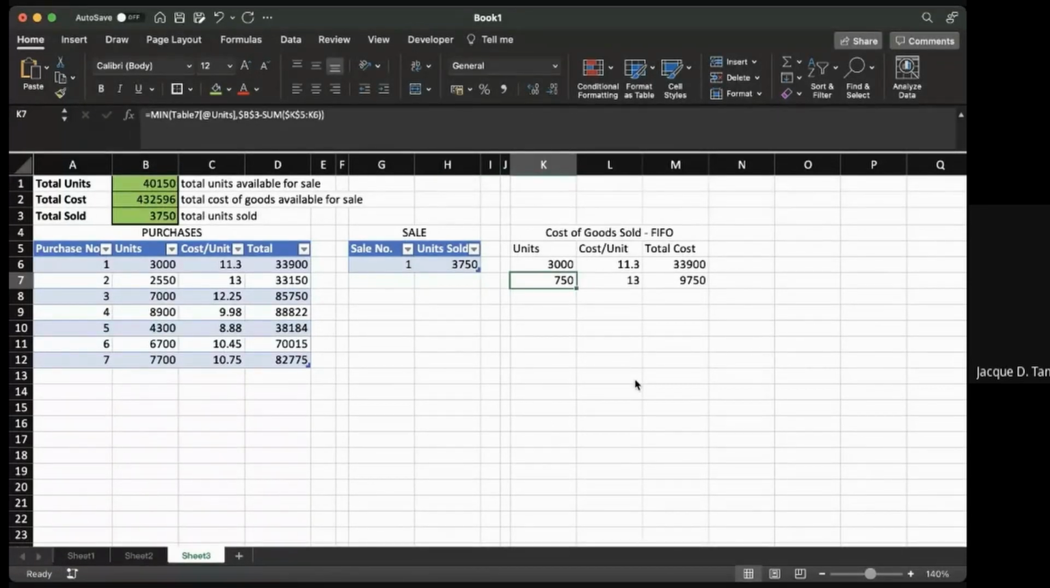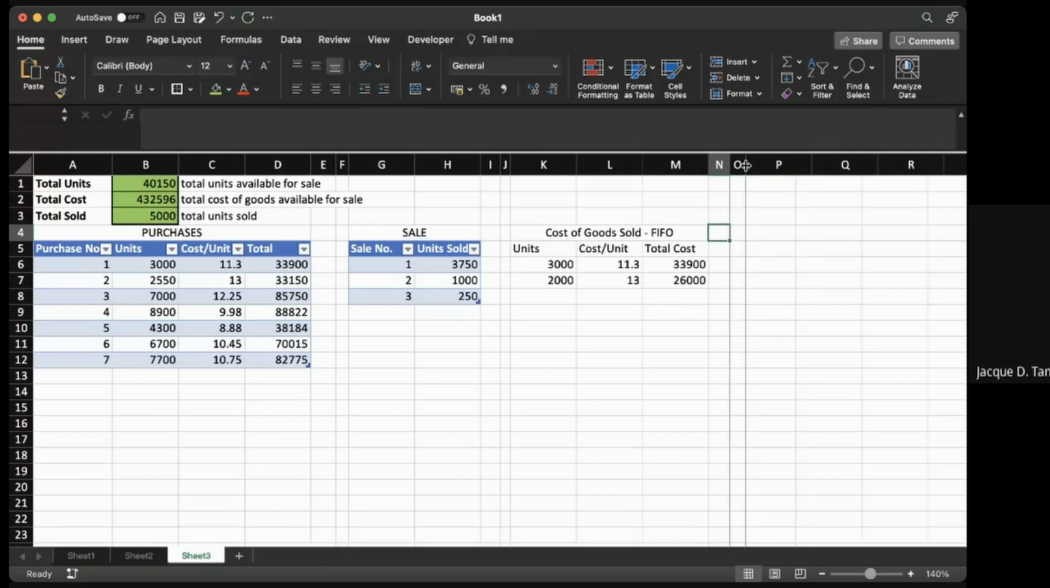So we already automated it. If we place another sale here, let's say 1,000, it becomes now 1,750. Let's place another sale, let's say 250, it becomes 2,000, which came from the second purchase. Okay, so it follows the concept of FIFO, as you can see. Since we're done computing for your cost of goods sold FIFO, we can now compute for your ending inventory FIFO.